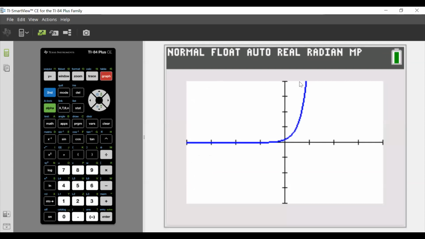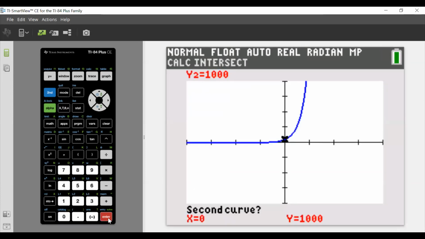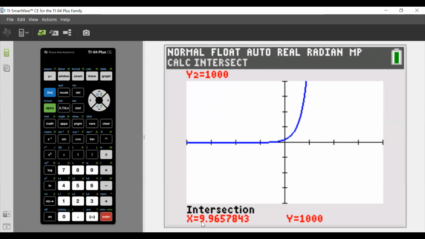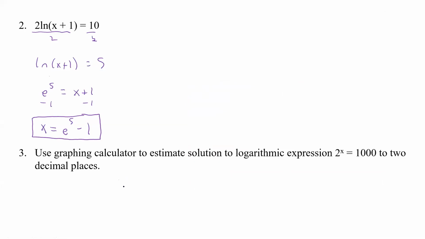And again, we're not going to see the top graph because I'm not going to make it go up to 1,000. I'm just going to say, okay, well, let's find where they intersect. So that's second trace. Intersect is 5. First curve is blue. Second curve is red. I guess, I don't know what it is, so I'm going to enter, and it tells me my answer. So it intersects at 9.9657 and 1,000. And so that is the answer to what x is. So x is 9.96, whatever it was, 966. And so if we round to 2 decimal places, I forgot it had 2 decimals, 9.97.